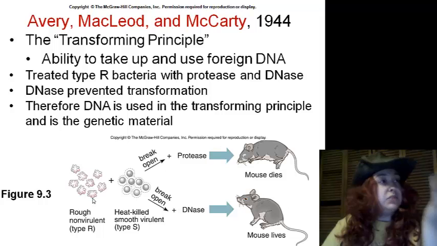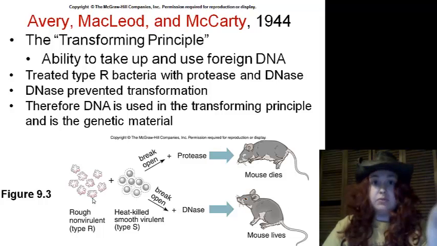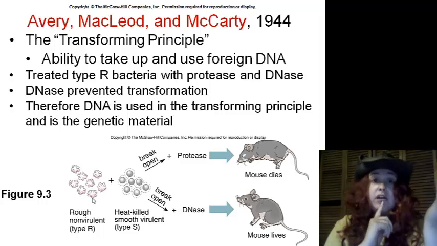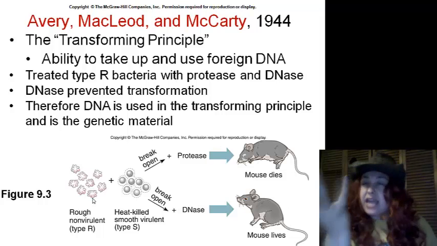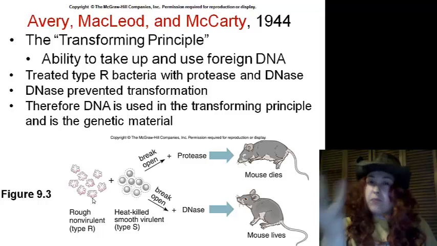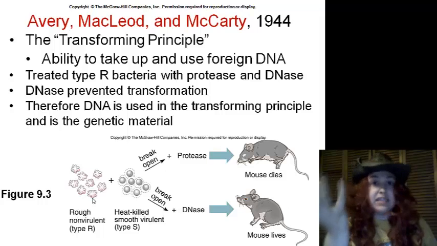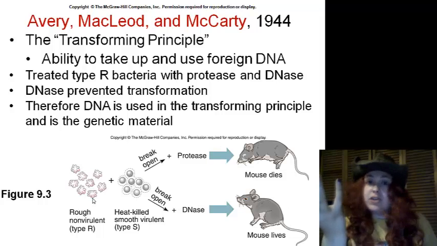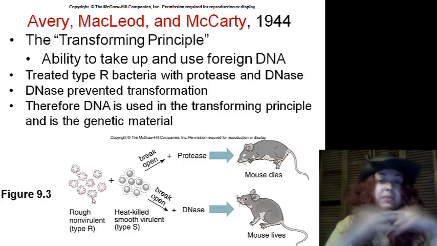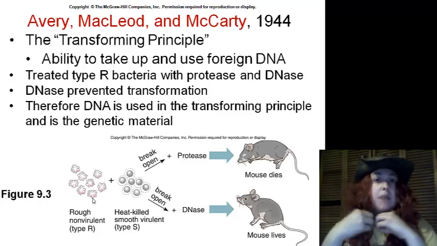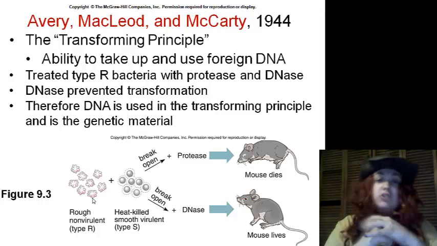Now, the protease would just eliminate the protein. The genetic material was still there. So the R bacteria took up that genetic material and used it to create that smooth coating, and we saw that the mouse died. But the DNase took that DNA and degraded it, and then that R bacteria could not find any DNA to take up and use, and so it could not become an S bacteria. So this mouse lived. So they determined that it was DNA that was being taken up and used for our transformation principle.